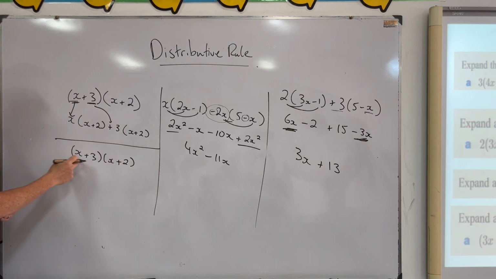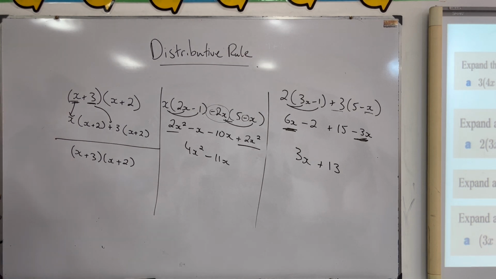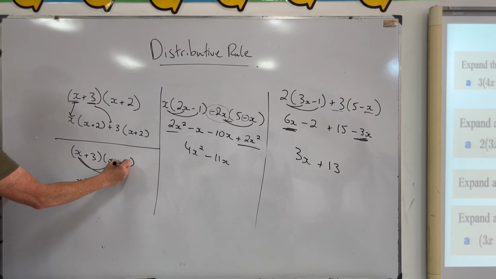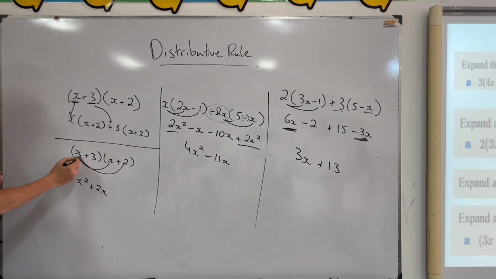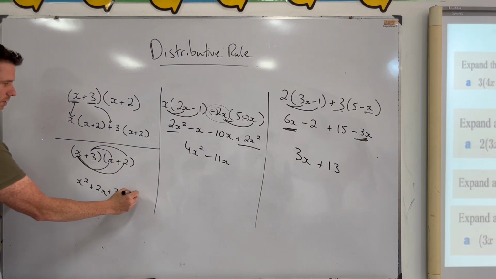I'm going to say it right. This has got to be multiplied by that, by that, this by this, and this by this. So 4 multiplications. Some people call it a FOIL method. I don't know. Anyone see that before? No. X times, so I need to do this times this gives x squared. This times this gives plus 2x. So that's the x dealt with. Now I'm going to do the 3 times the x, 3x, and the 3 times the 2 to give 6.